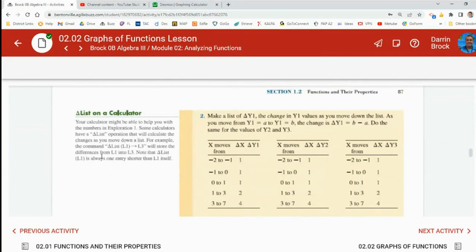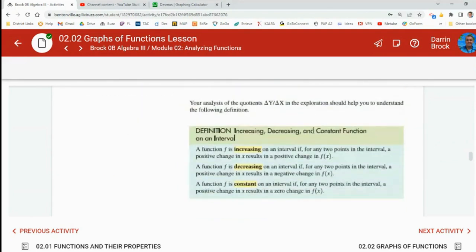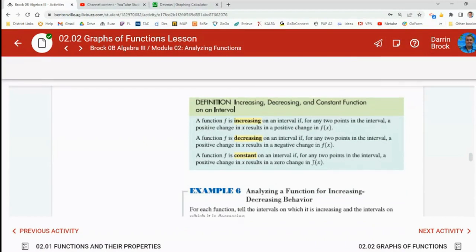Let's see, this talks about putting things in a calculator with the list. If you're using a TI-84, there are some instructions over there for how to enter that in your calculator. Then this just gives the math definition. A function is increasing on an interval if for any 2 points in the interval, a positive change in x results in a positive change in f of x, or y, right? If it's decreasing, the positive change in x will go with a negative change in y. If it's constant, positive change in x, no change in y. Remember, f of x and y are the same thing.